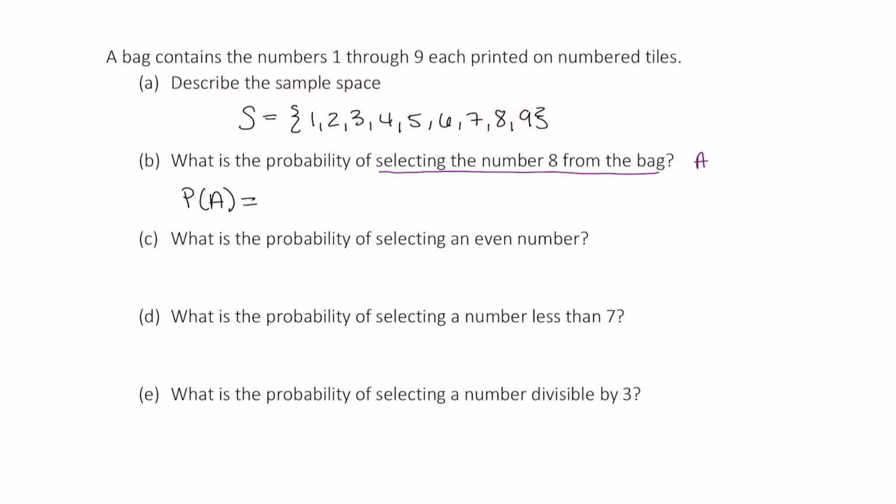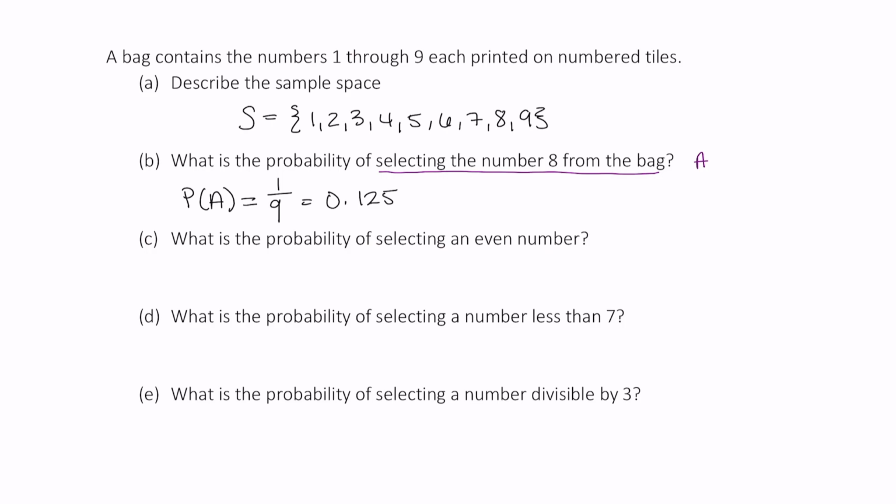There's only 1 8, and it's out of 9 total tiles. So as a decimal, this is 0.125. Next, part C, what is the probability of selecting an even number?